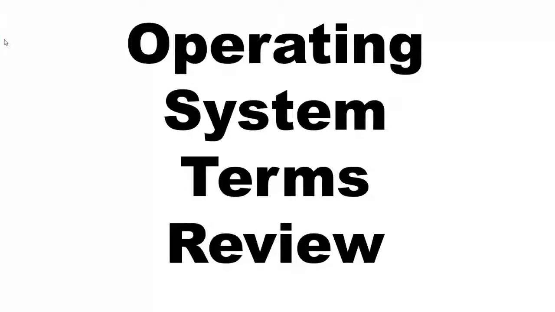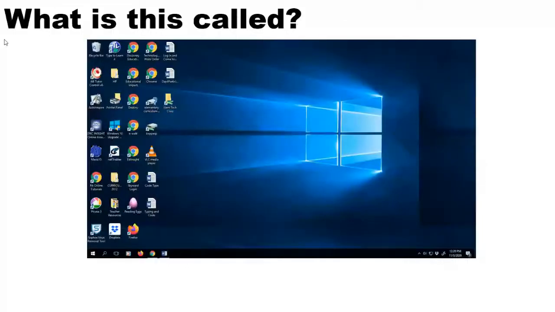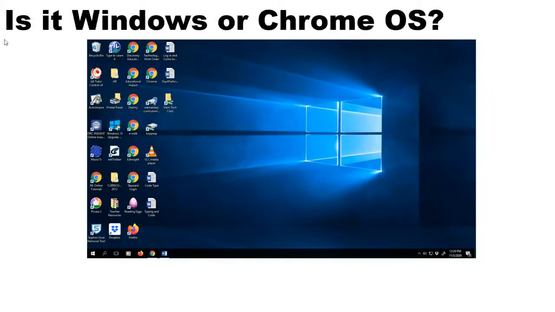Okay, guys, now we're going to go over a review of all the operating system terms we just learned about. So let's see what you know. What is this called? This is your desktop. Just like you work at a desktop in your classroom, you work at a desktop on the computer. Is this desktop a Windows or Chrome operating system?